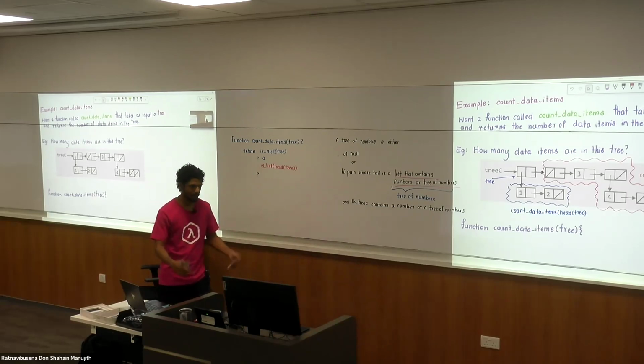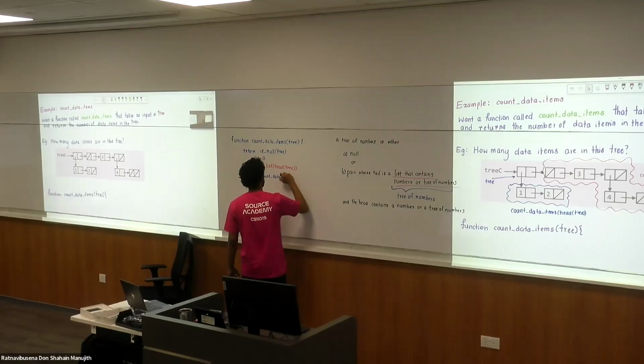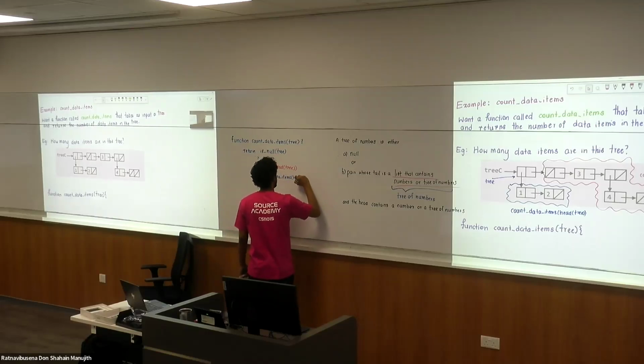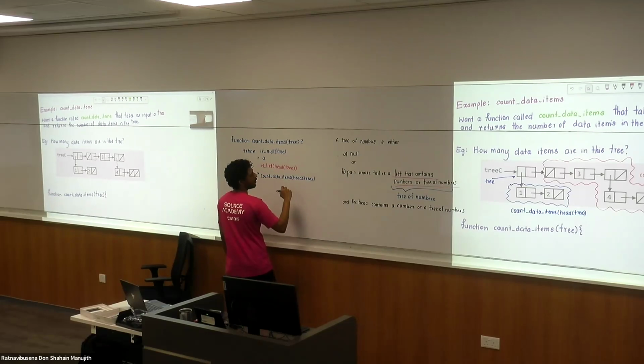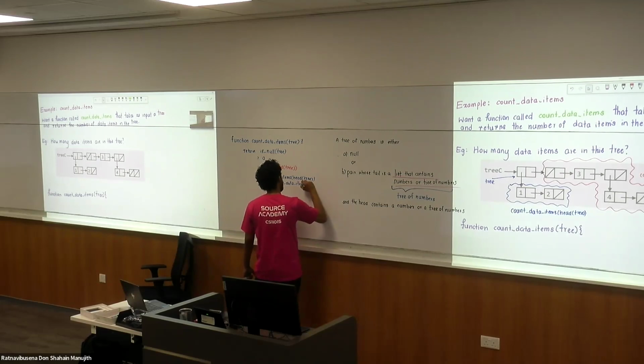So you can use visual thinking to solve both. So count data items head of the tree, plus count data items, what? Tail tree.